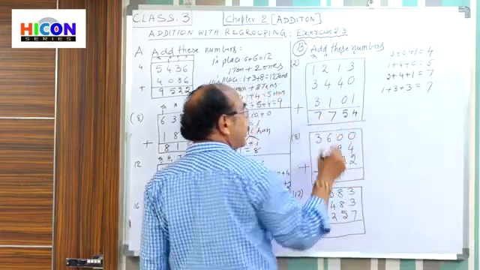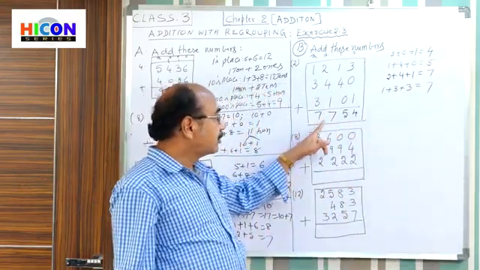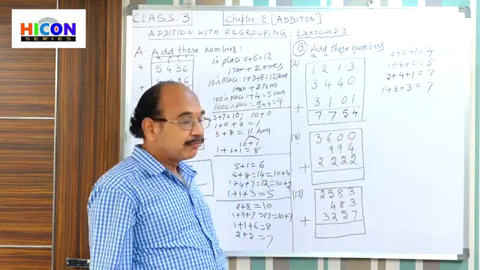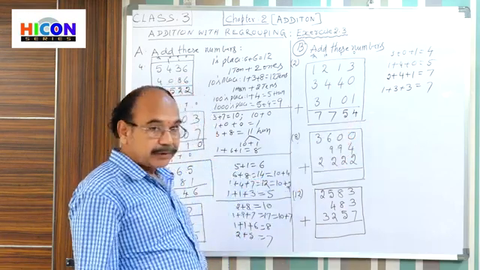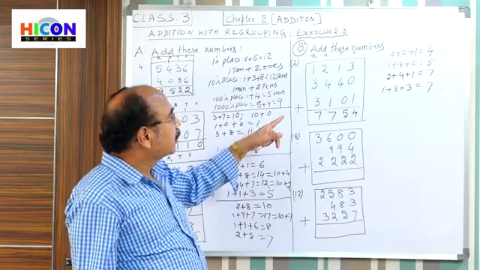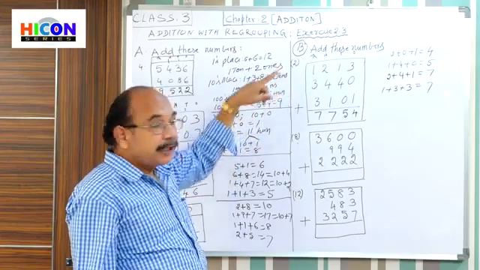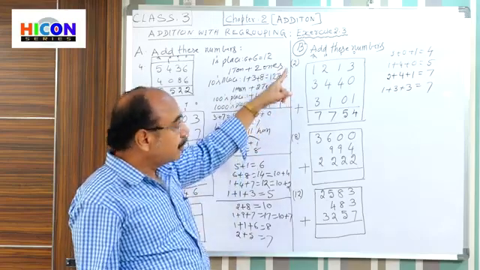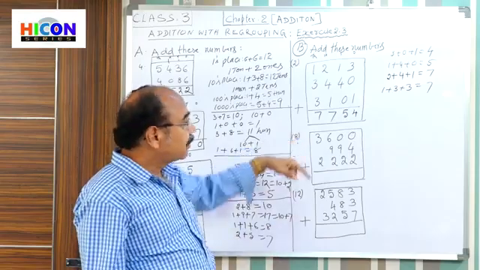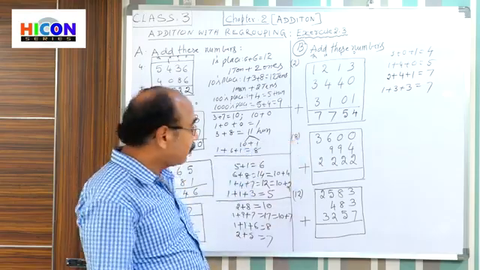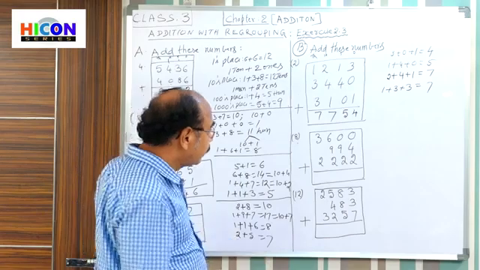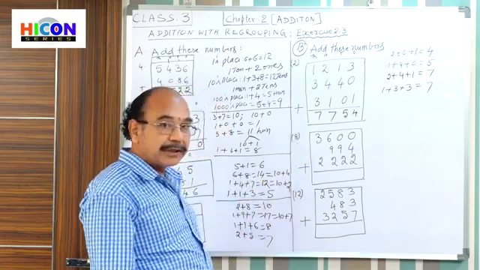So write 7, 7,754. This is the sum of the 3 numbers. 3 numbers are there, no? The 3 numbers total is 7,754. Now come here. Here, three numbers are there.